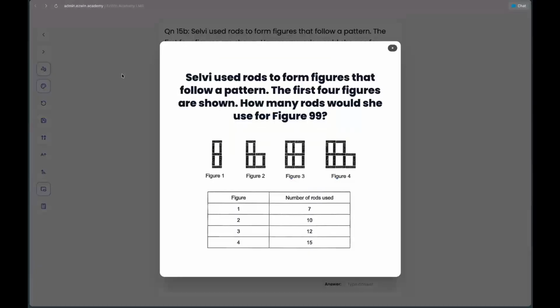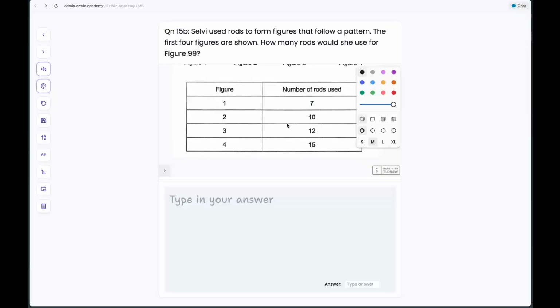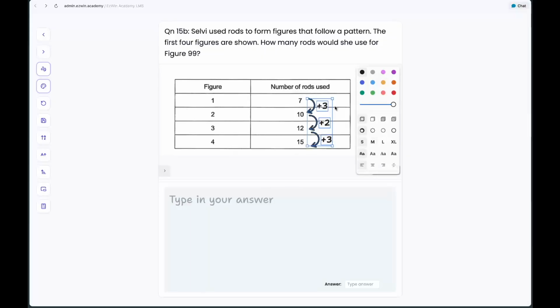So question 15b. So Selvi used rods to form figures that follow a pattern. The first 4 figures are shown. How many rods would she use for figure 99? So for this kind of pattern, generally you can use the image as a reference, but I generally just look at the numbers. So in this case over here, can you see what the pattern is? The pattern is basically from 7 to 10 is plus 3, 10 to 12 is plus 2, then 12 to 15 is plus 3.